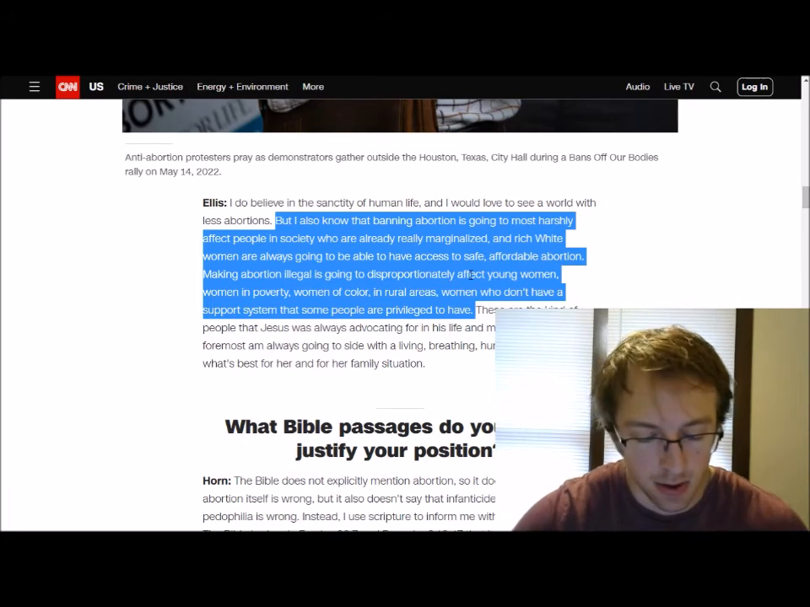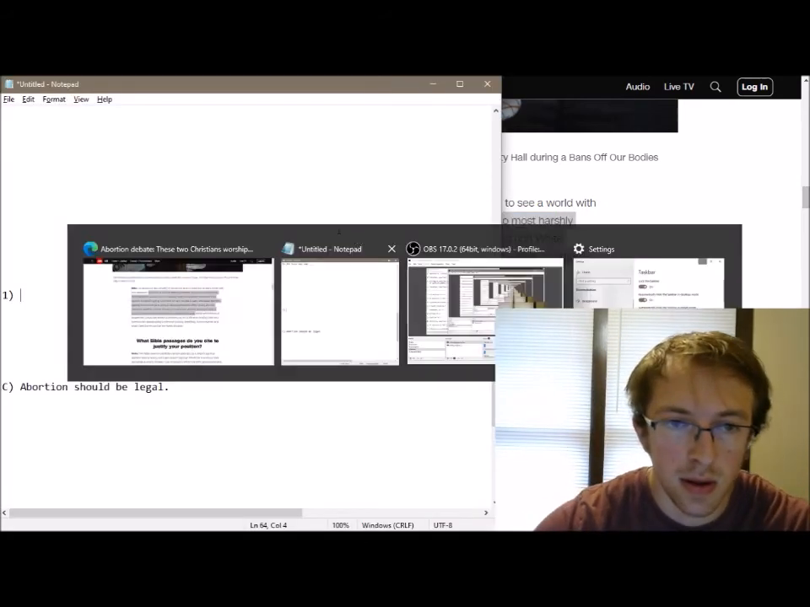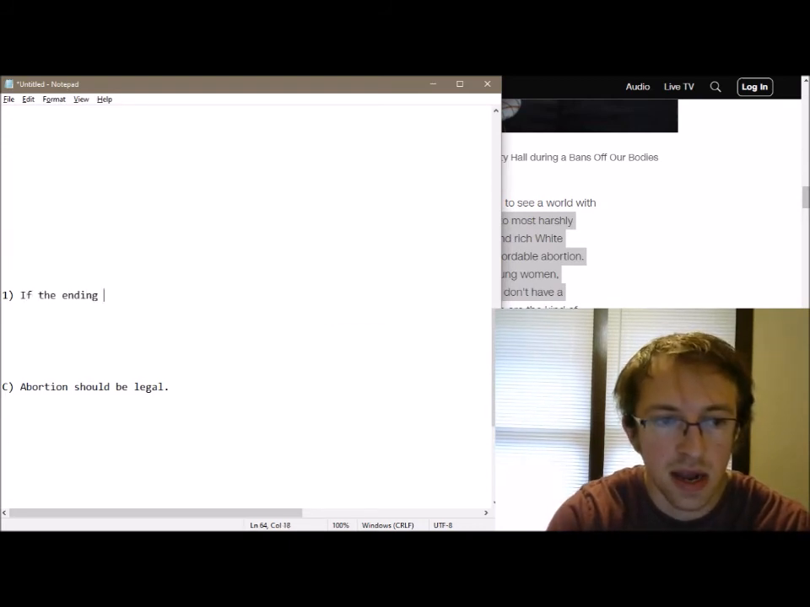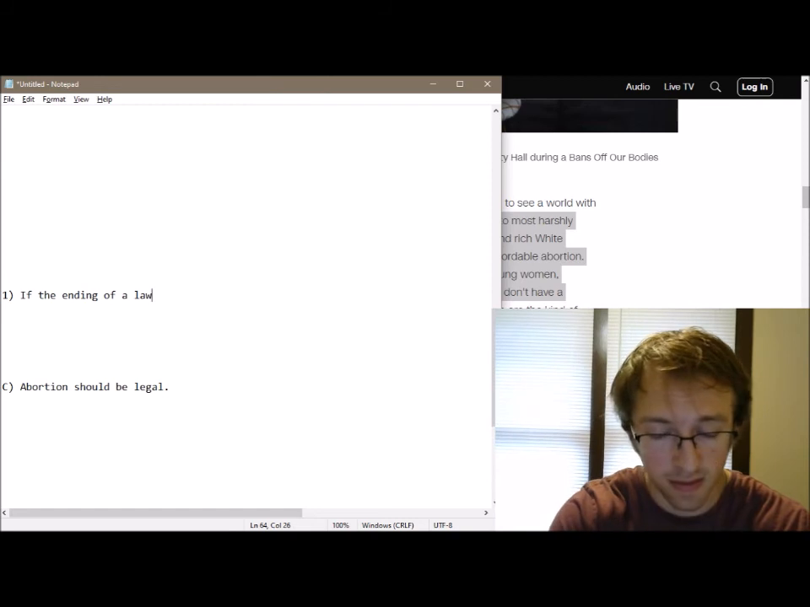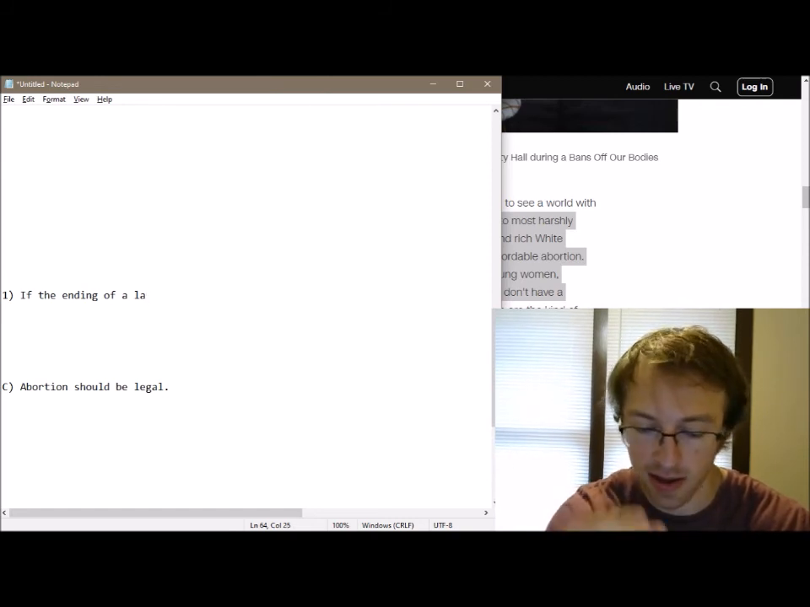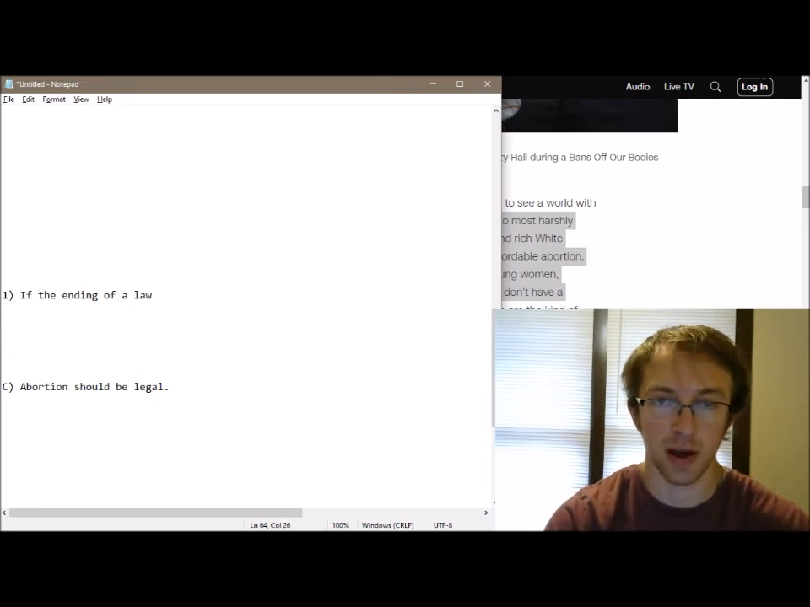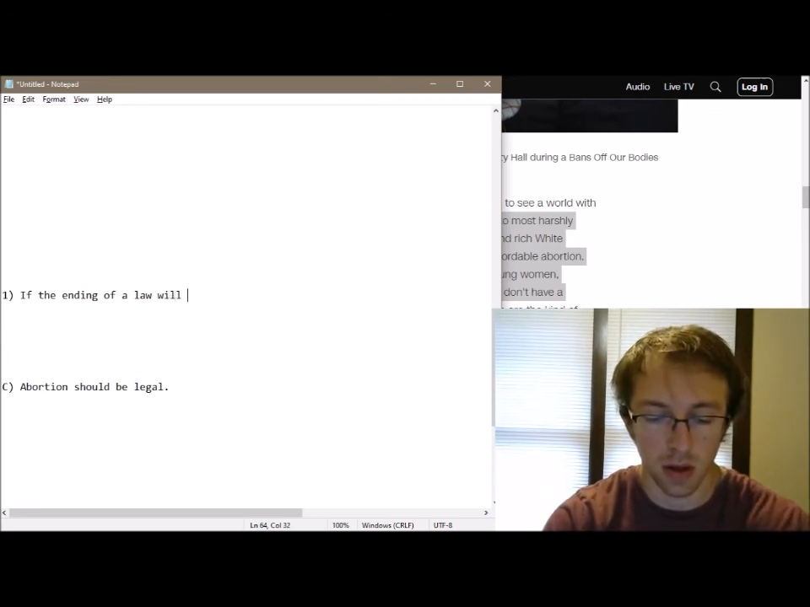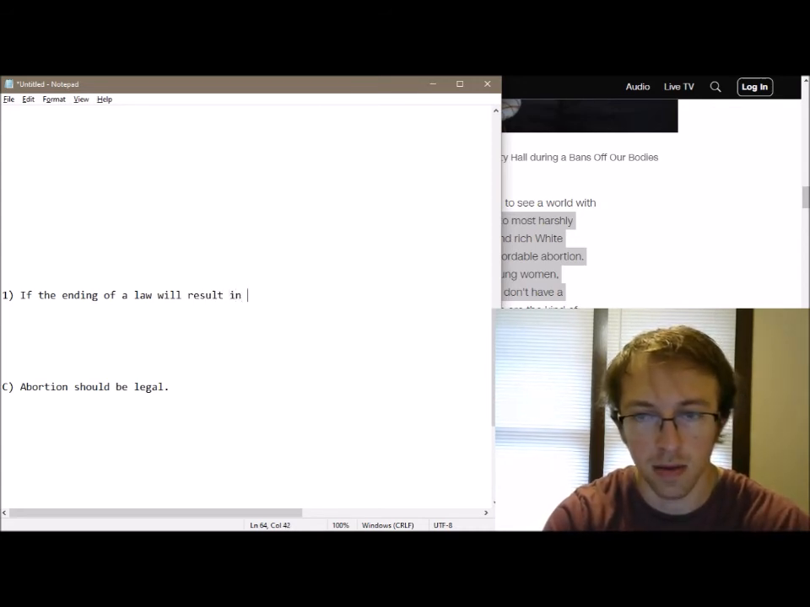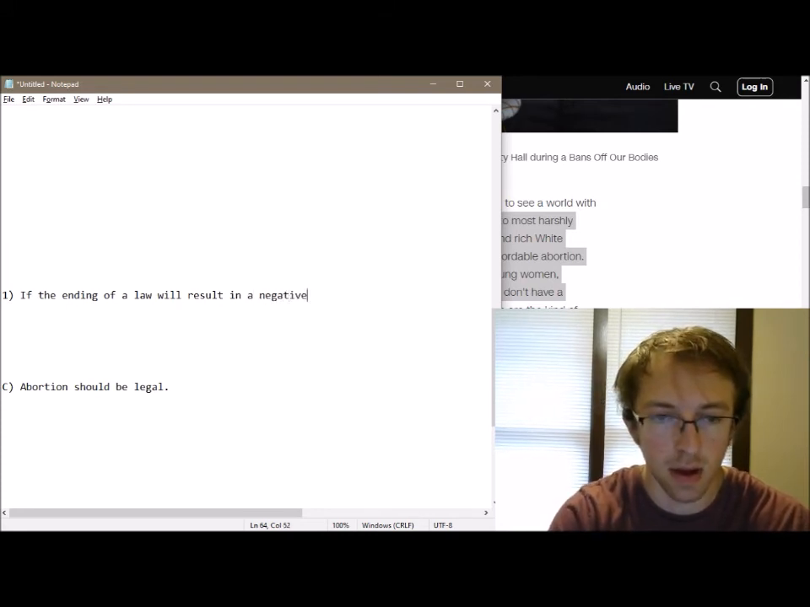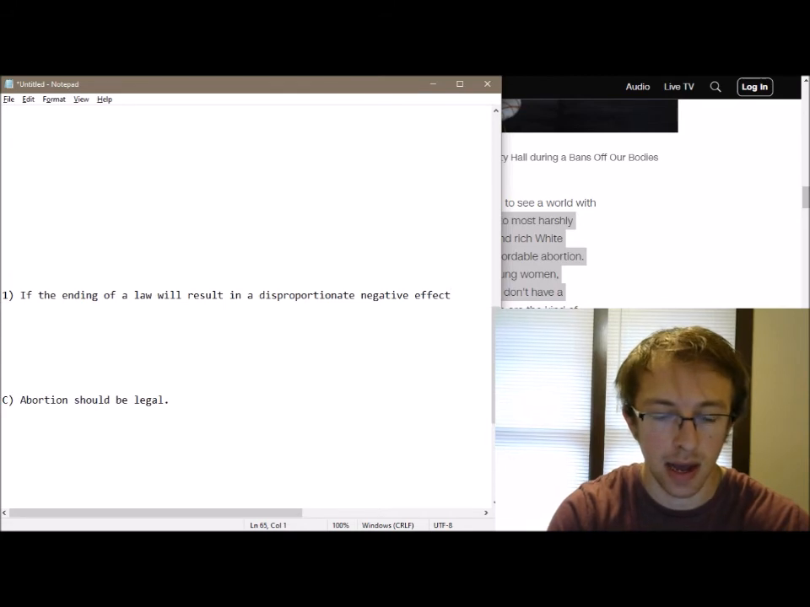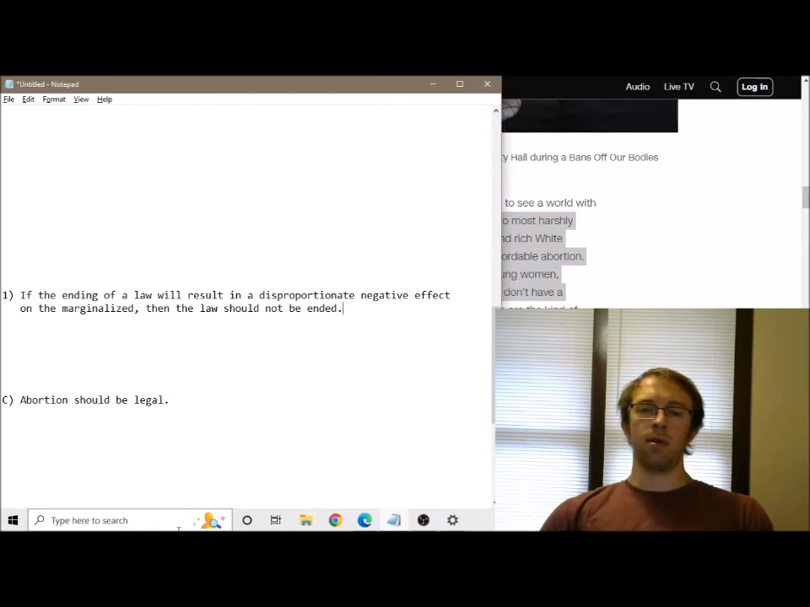Okay, I think the main argument here is the ending of a law, right? I would call this the ending of a law. I'm not a lawyer or a politician, but I'm going to say if the ending of a law will result in a negative, disproportionate effect on, then the law should not be ended. I think that's her premise, right?